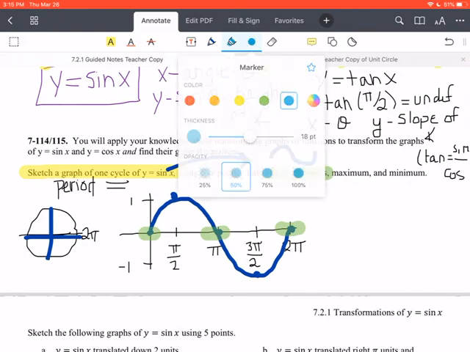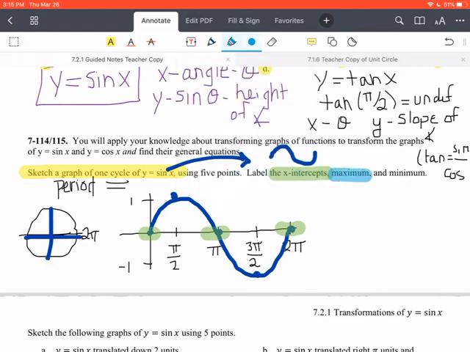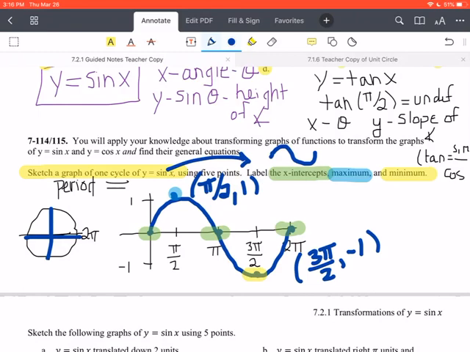And then what are the maximums? The maximum point is right here. So it would be pi over 2 comma 1, if we want to write that in. Because our input is the angle, our output is the sine value. And then what is the minimum? The minimum is right here. So it's 3 pi over 2 comma -1. We're not on the unit circle anymore, so our input is the angle. The output is the sine value. So that's the minimum and that is the maximum.